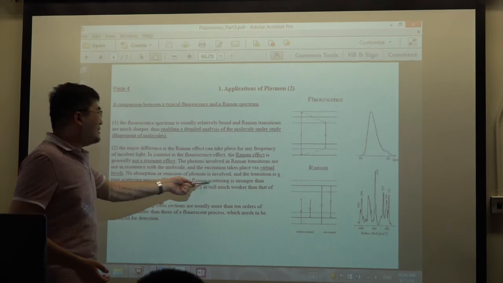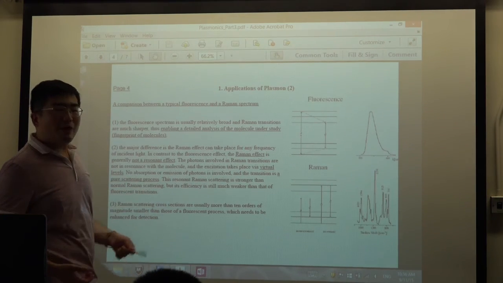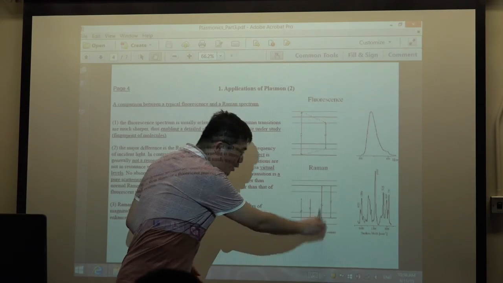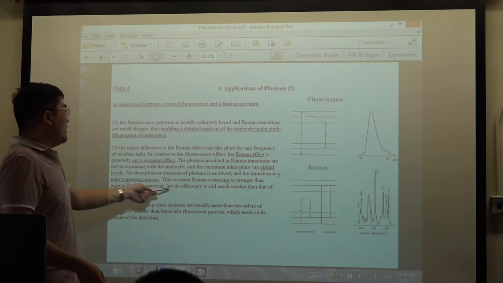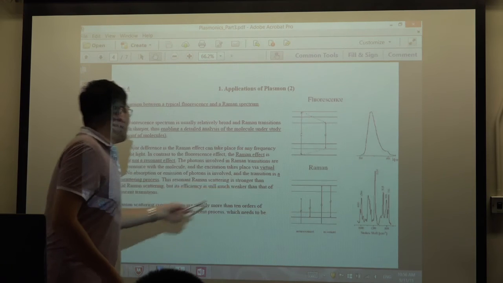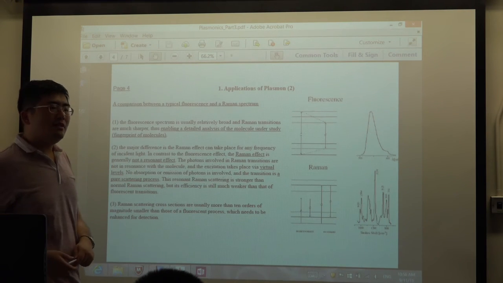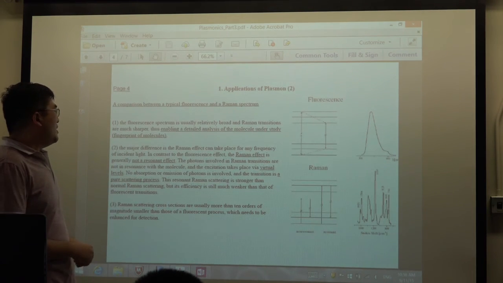The resonance Raman scattering is stronger than normal Raman scattering, because it's resonance. They also can put resonance. But even so, its efficiency is still much weaker than the fluorescence transition. This is why people enhance.